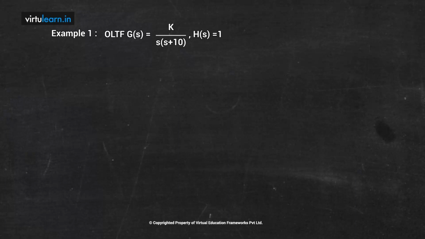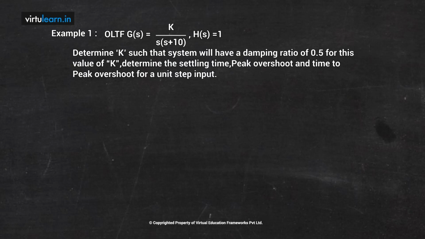For the unity feedback system, we need to find the value of K such that the system will have a damping ratio of 0.5. For that value of K, determine the settling time, peak overshoot, time to peak overshoot and other things for a unit step input. So this is the problem statement. We need to find settling time, peak overshoot and of course peak time for the K value, and the K value we need to find such that the system will give a damping ratio of 0.5.